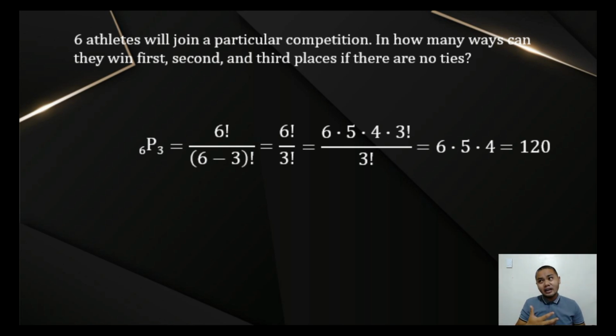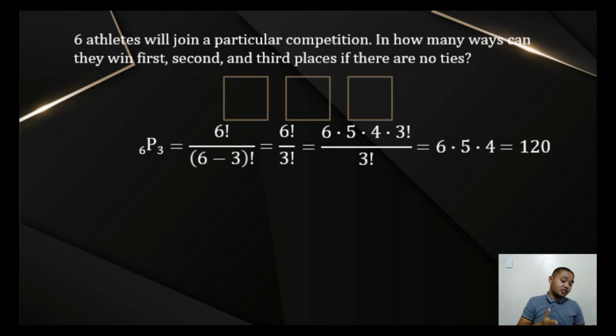Ito yung method na ginagawa ko talaga. Maglalagay lang ako ng 3 boxes. Yung first box para sa first place, yung second box para sa second place, and then yung third box para sa third place. Dun sa unang box, 6 yung pwedeng manalo. 6 yung pwedeng maging first placer. Doon naman sa pangalawang box, since may first place na, 5 na lang ang pwedeng maging second placer. Tapos, doon naman sa third box, magiging 4 na lang yung pwedeng maging third placer. Multiply mo lang yan, kamukha na lang nito. So, that will be 120 ways.